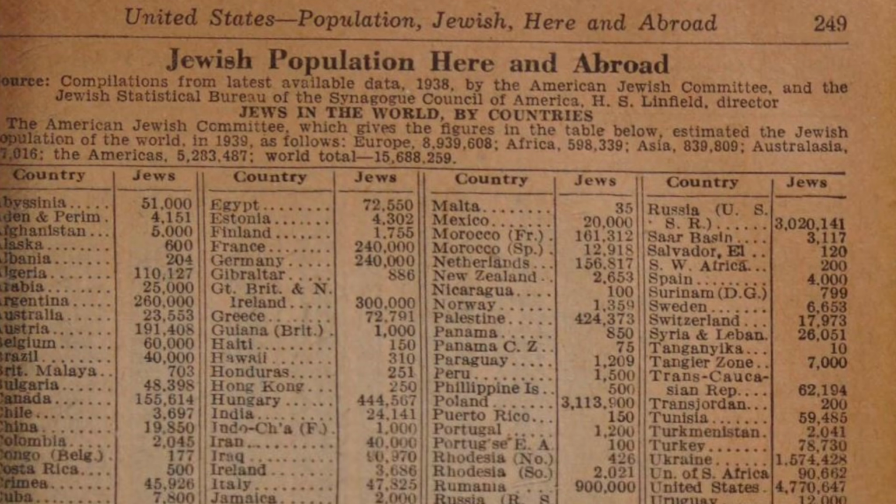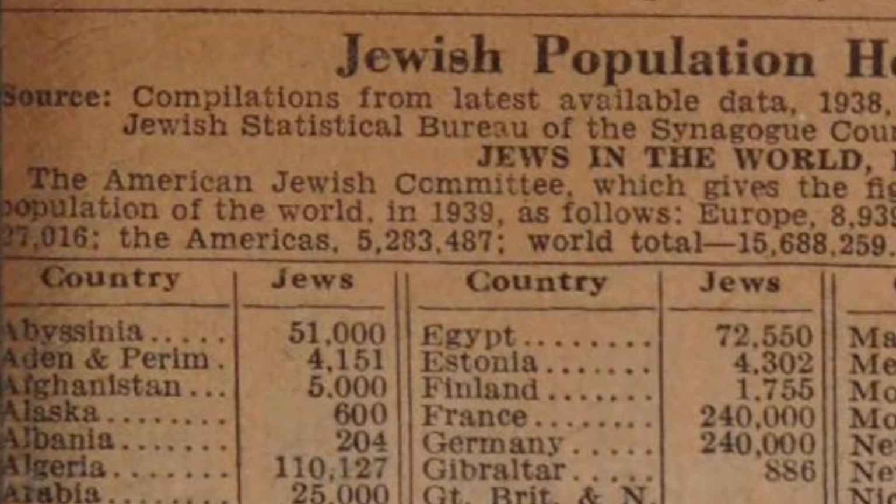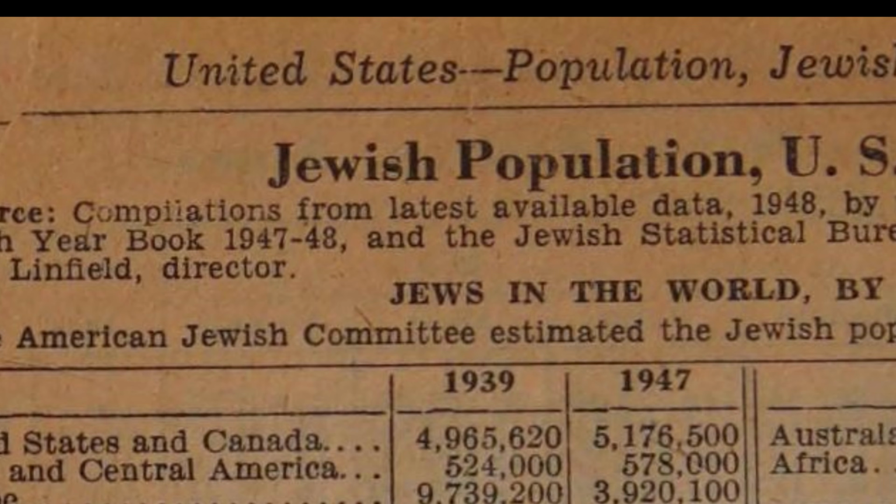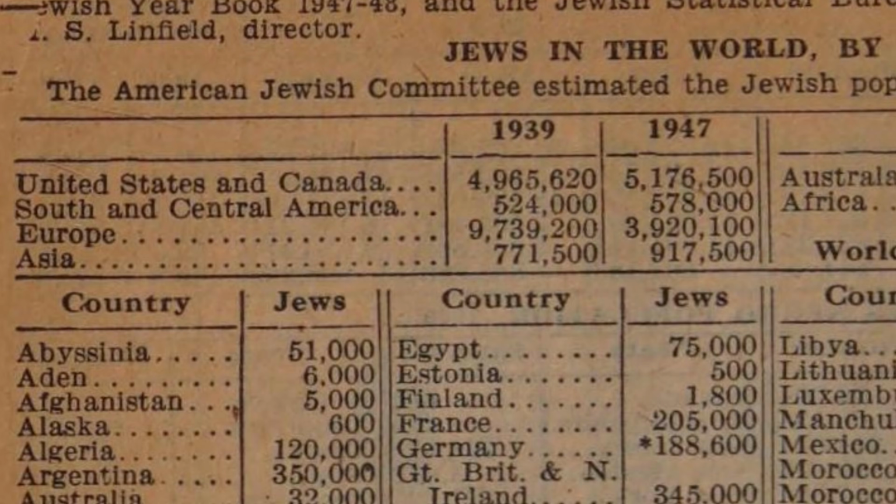The 1946, 47 and 48 editions of the World Almanac make it explicitly clear that they're using pre-war population figures, and it's not until the 1949 edition that post-war population figures are finally used, and the massive reduction in the world's Jewish population is finally made clear.